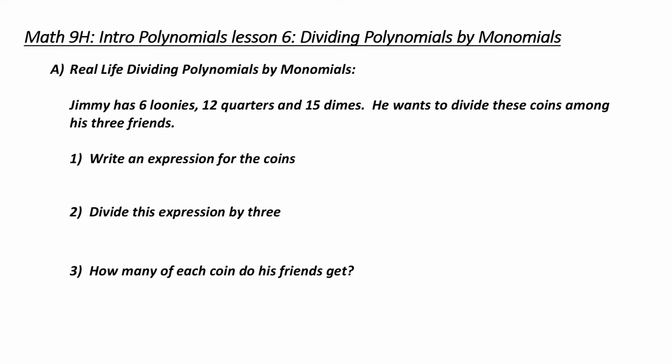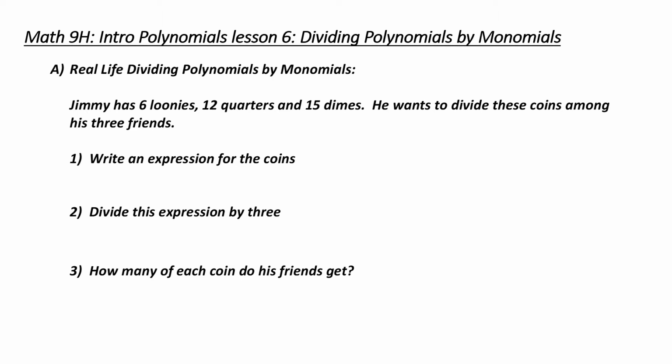Dividing polynomials by monomials. One of the easiest ways to understand what to do here is to use a real-life example. So let's start out with an example dealing with something we all like, money. First, Jimmy has 6 loonies, 12 quarters, and 15 dimes. He is in an extremely generous mood and wants to give these to his 3 friends. He wants to divide them among his 3 friends.